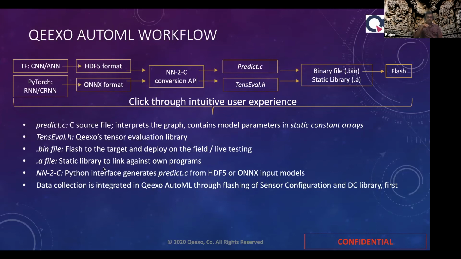So NN2C does basically everything. In fact, NN2C is Python code which dynamically, on the fly, writes C code. So there is code which writes code. It's a robot. So this NN2C Python interface generates these two files dynamically, predict.c and tensorflow.h, by ingesting the HDF5 file format or by ingesting the ONNX file format.